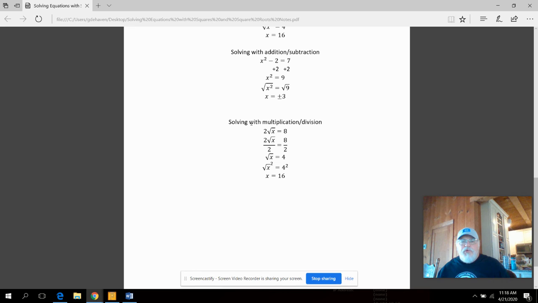Now, this last one I'm going to look at is solving with multiplication and division. So I start out with 2 times the square root of x equals 8. So I've got to get this square root of x by itself. To do that, since I've got multiplication, I have to divide by the 2 on both sides. So the 2's cancel and I get the square root of x. And then I've got 8 over 2 is 4. So the square root is now isolated, so I can get rid of it. To get rid of the square root, I square it. So that's how I get the square root of x squared, and I have to do the other side, which is 4 squared. Well, the square root of x squared is x, and 4 squared is 16.